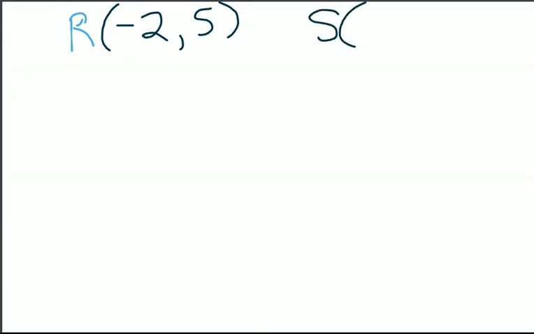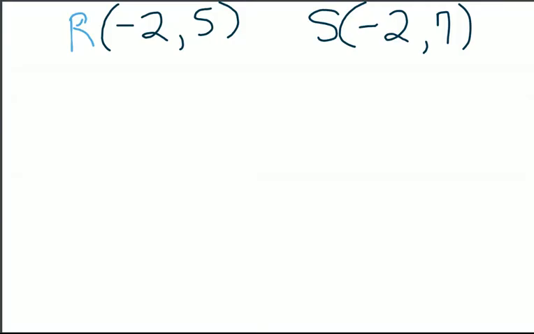Okay, let's say point R is negative 2, 5, and point S can be negative 2, 7. Okay, once again, I do not have a graph. I can't count the units to see the distance.